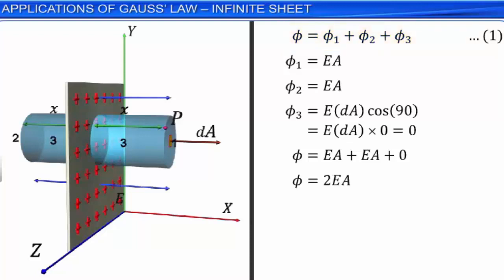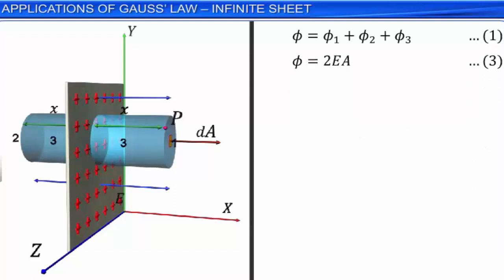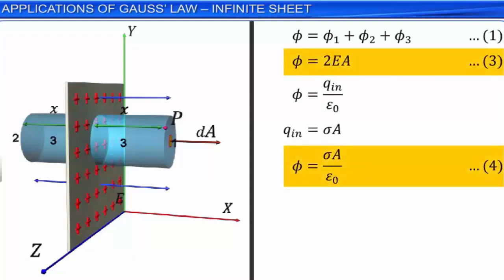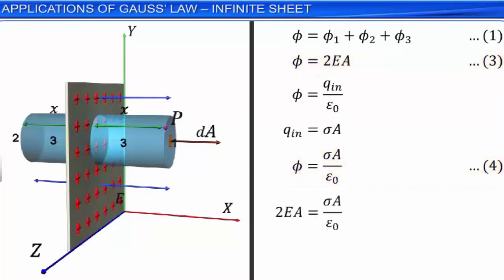According to Gauss law, phi is equal to Q in by epsilon naught. Substituting the value of Q in, we get phi is equal to sigma A by epsilon naught. Let this be equation 4. From equations 3 and 4, we get 2EA equal to sigma A by epsilon naught. Simplifying this expression, we get E equal to sigma by 2 epsilon naught. Let this be equation 5.